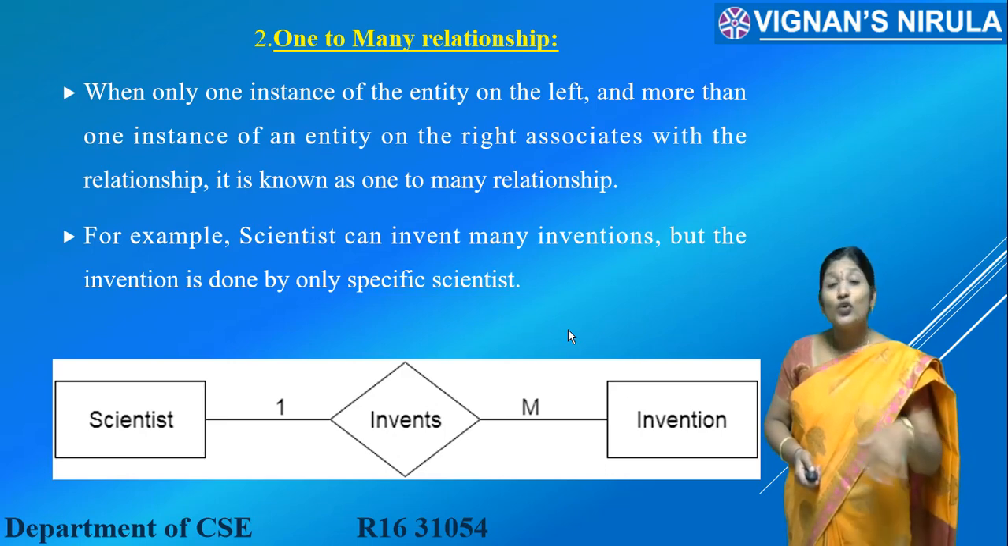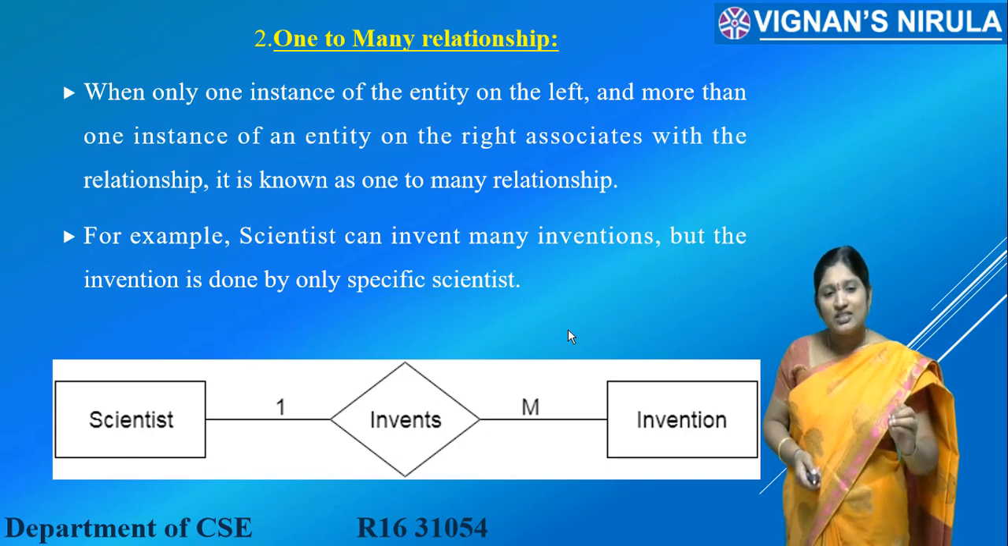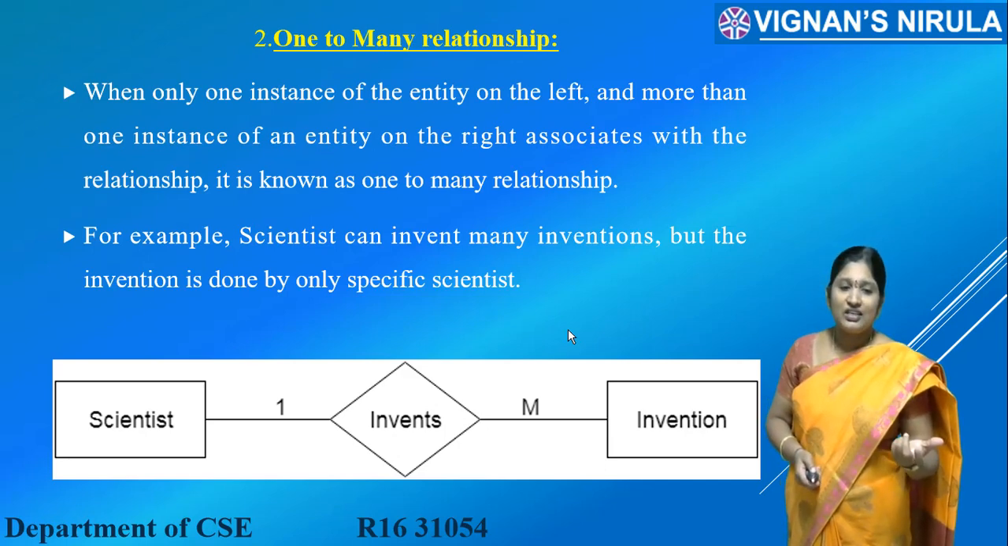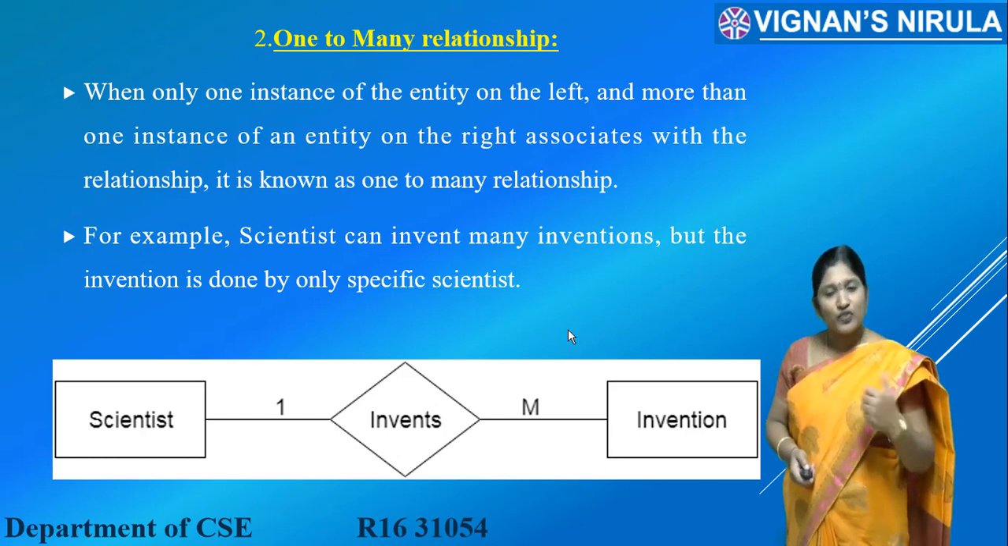So here, what are the entities that are appearing in the database? Scientist is the first entity set. What is the second kind of entities? Invention is the second entity set. Scientist is represented by means of one entity set, that is one rectangle. The invention entity set is represented by means of another rectangle.